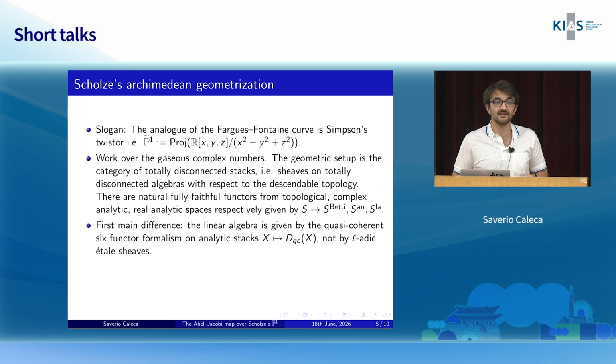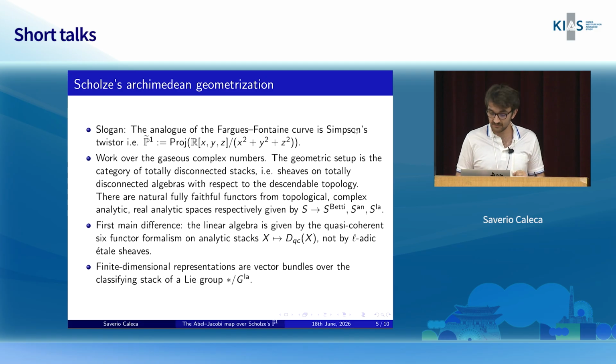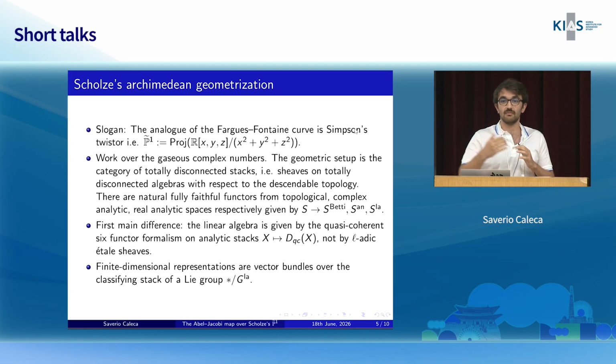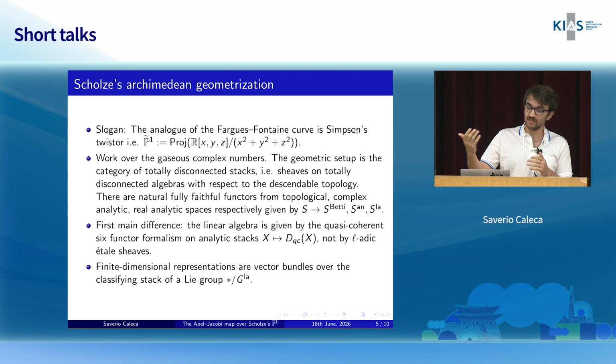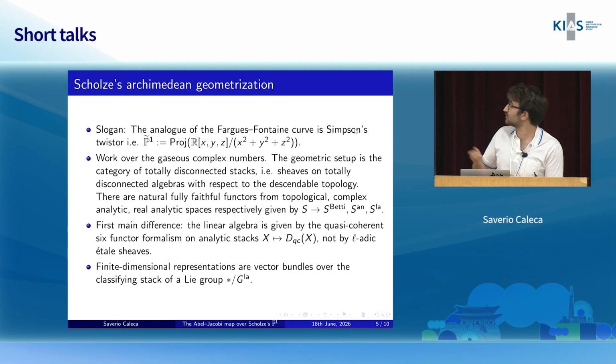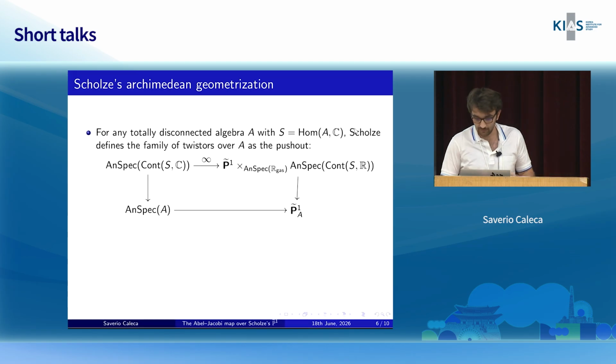So the first main difference is that in this context, the linear algebra is not given by l-adic sheaves, but is given by quasi-coherent sheaves. And also, before I was talking about étale local systems to talk about representations. Here in this context, we are going to talk about vector bundles to talk about representations. In this case, over the classifying stack of a Lie group, which is going to be point mod G for G a Lie group.